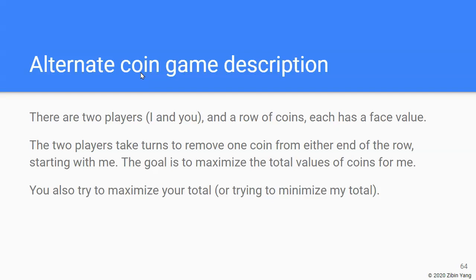And the two players will take turns to remove one coin, and we can only remove coins from either end of the row. So just the first coin or the last coin, but not from the middle. And I'll be the one to make the first choice. Now the goal is for me to maximize the total coins that I collect. Now you should also try to maximize your total, or equivalently try to minimize my total.